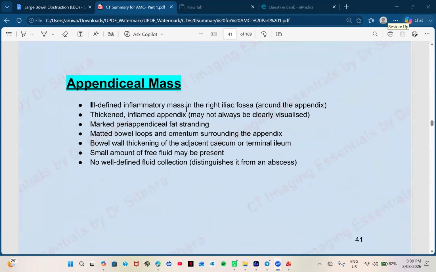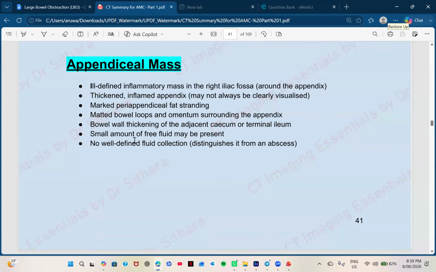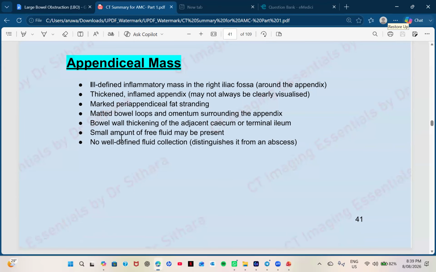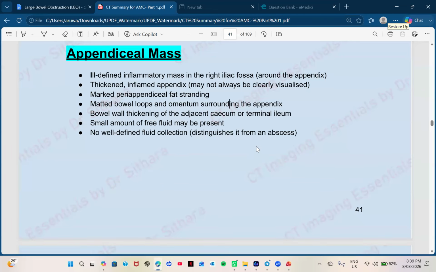Okay, and what is an appendiceal mass? It is an ill-defined inflammatory mass in the right iliac fossa around the appendix. The thick inflamed appendix may not always be clearly visualized. There is marked periappendiceal fat stranding, matted bowel loops or omentum surrounding the appendix, and bowel wall thickening of the adjacent cecum or terminal ileum. A small amount of free fluid may be present. There is no well-defined fluid collection, because this is an appendiceal mass, right?